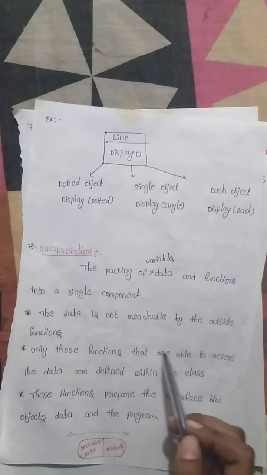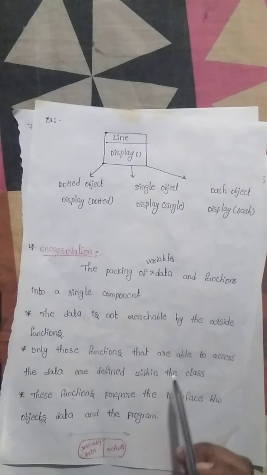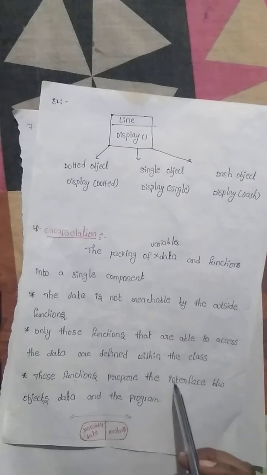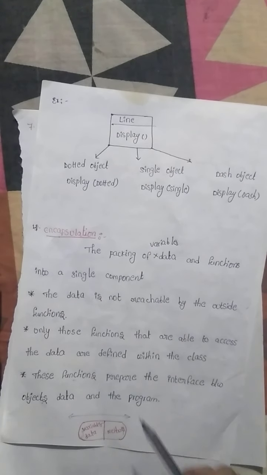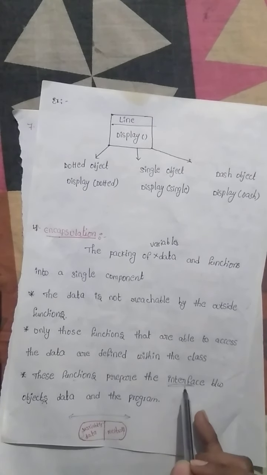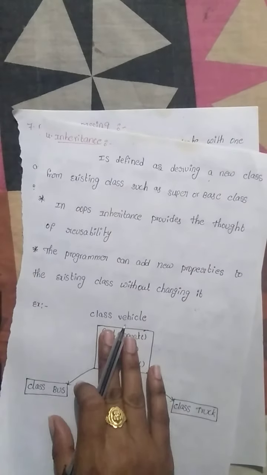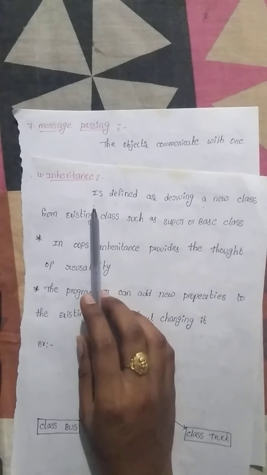Only those functions that are able to access the data are defined within the class. These functions prepare the interface between the object's data and the program. Here interface means bridge. Encapsulation makes the bridge between the object's data and the program. Next, third point is inheritance.